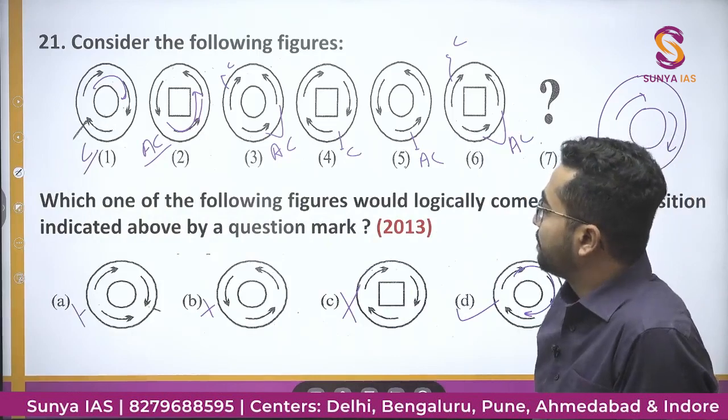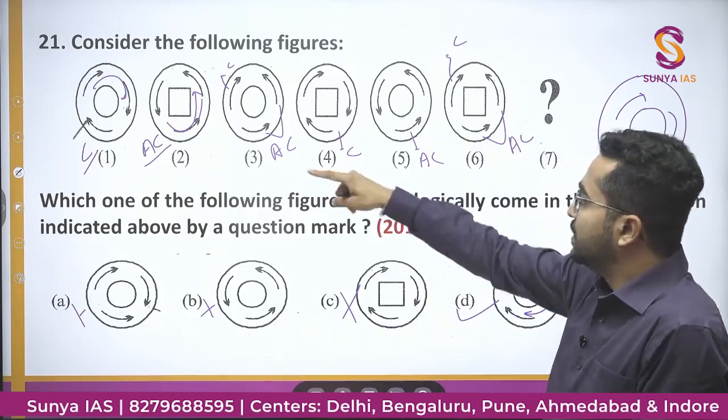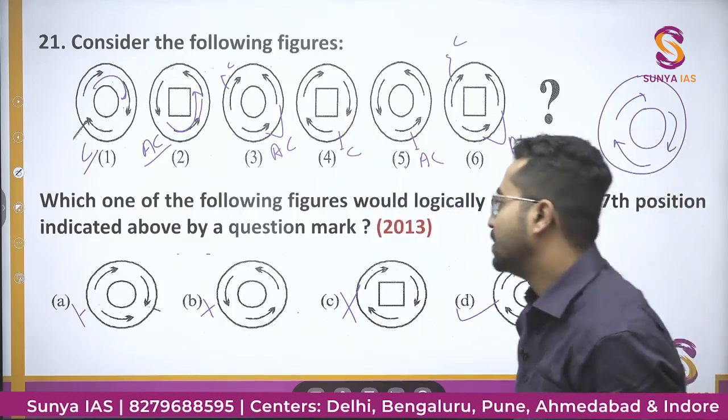Koi doubt isme? Simple na? पहले हमने सर्कल वाला देख लिया कि सर्कल बनेगा स्क्वायर बनेगा, एक एलिमिनेट कर लिया एंड देन आई हैव सीन द डायरेक्शन ऑफ एरोज. ठीक है, नेक्स्ट क्वेश्चन.